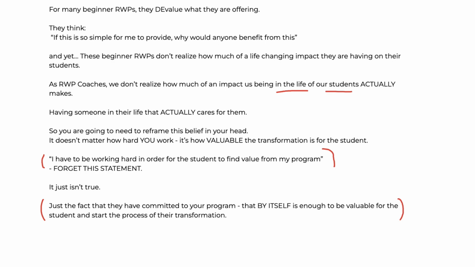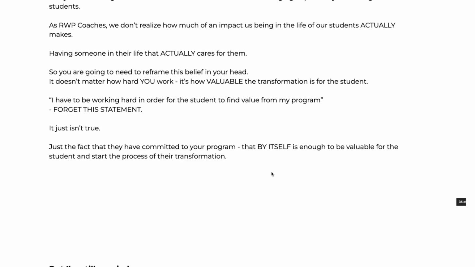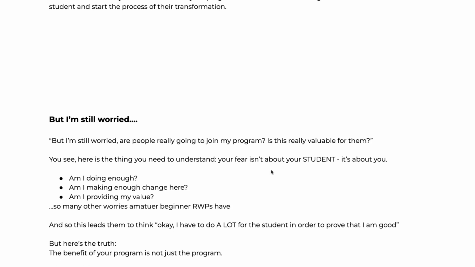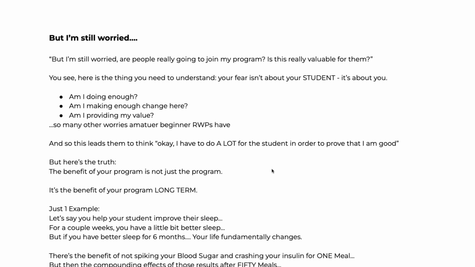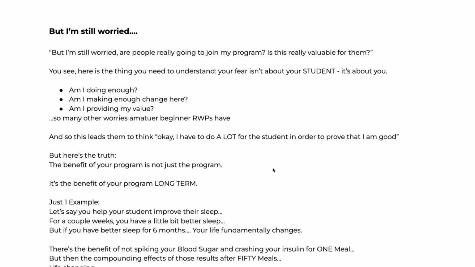But here's the thing, even after all of that, I still get students who still say, you know what, I'm still worried. Are people going to join my program? Is it really going to be valuable for them? You see, here's the thing. You need to understand that your fear isn't about your students. It's about you.